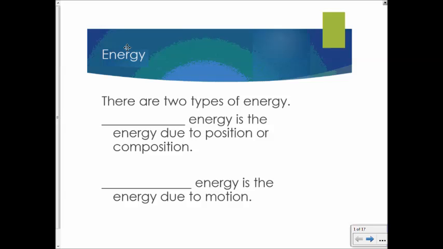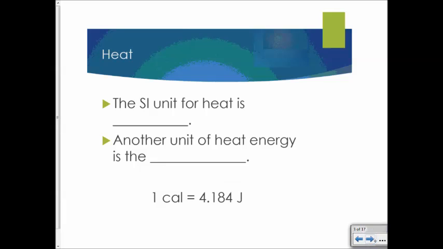We've already talked about this when we talked about the heating curve. The position or composition energy is called what? Potential. Thank you. It's going to be the potential energy, the positional energy, where the molecules are arranged. And the energy that is due to motion is called kinetic energy. Very good. Quick little review of kinetic and potential energy, because you'll see one of these on the test.